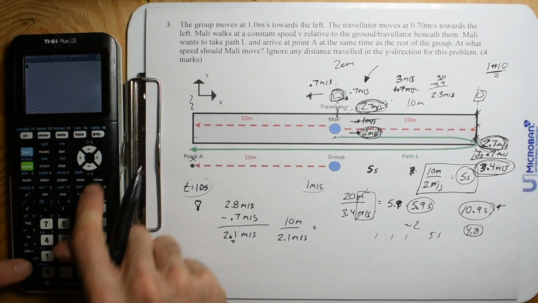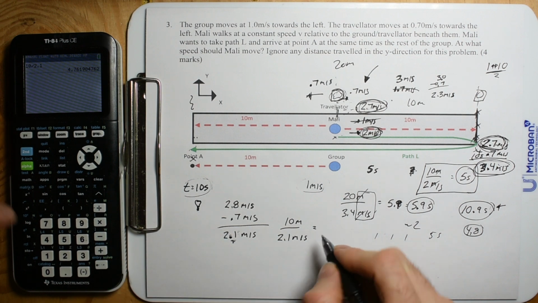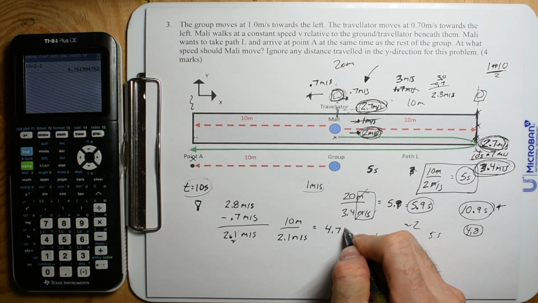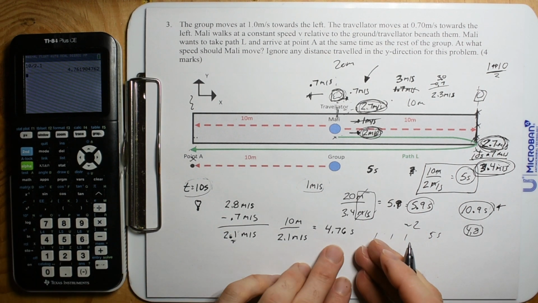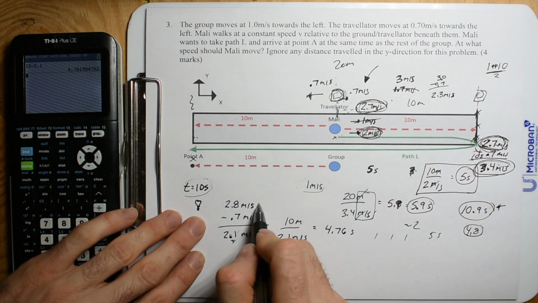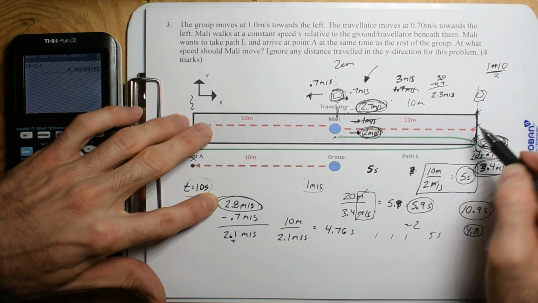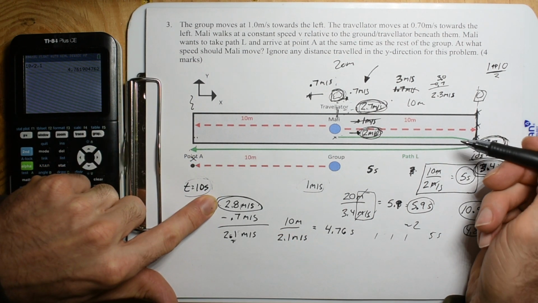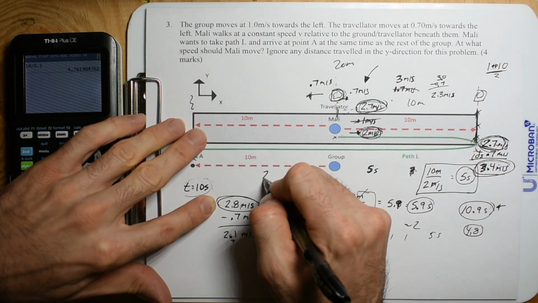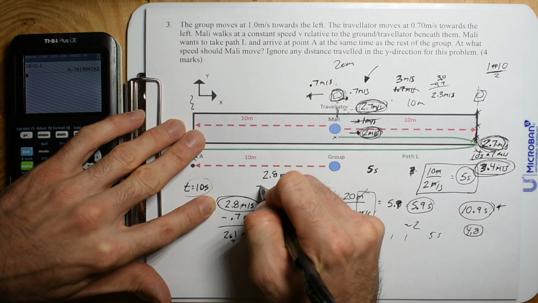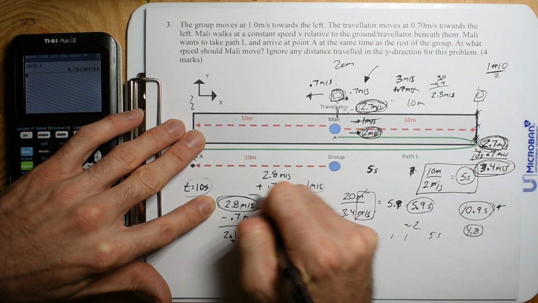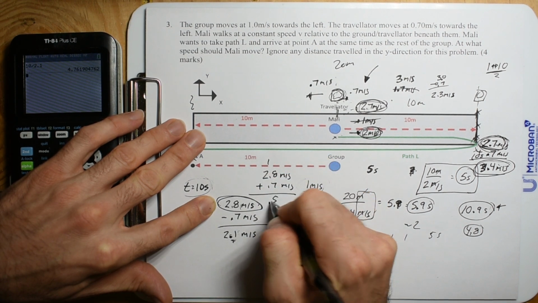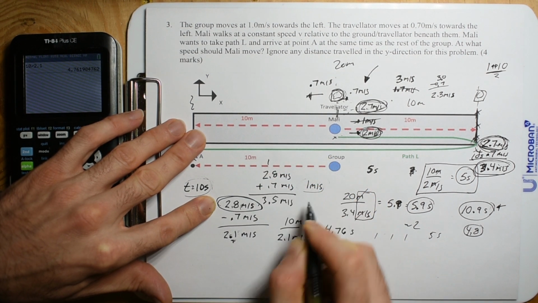Okay, so let's do this. We have 10 divided by 2.1, and we get a time of 4.76 seconds. Hell yeah. Okay, so now we're having this constant speed of 2.8. We turned around, and now our speed gets to increase. Our 2.8 meters per second, we get to add 0.7 meters per second. This is going to be 3.5 meters per second.